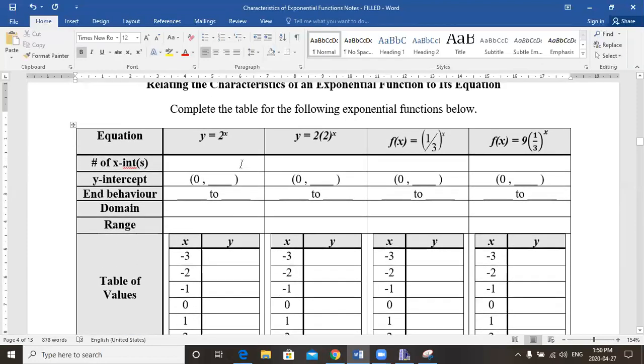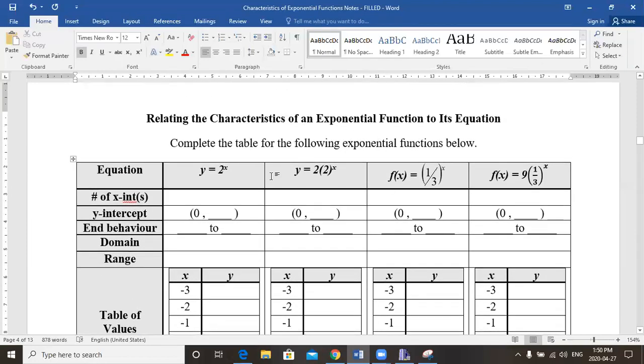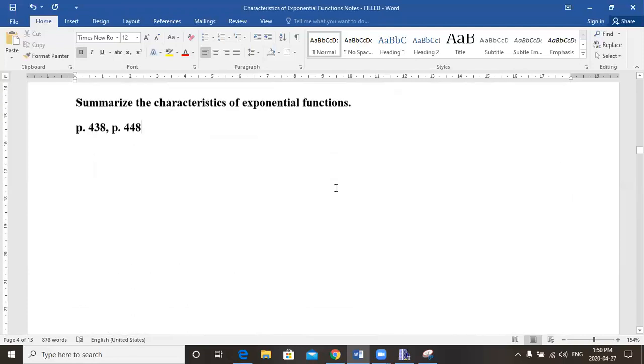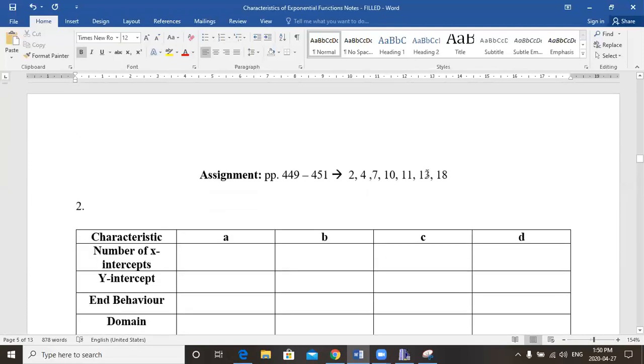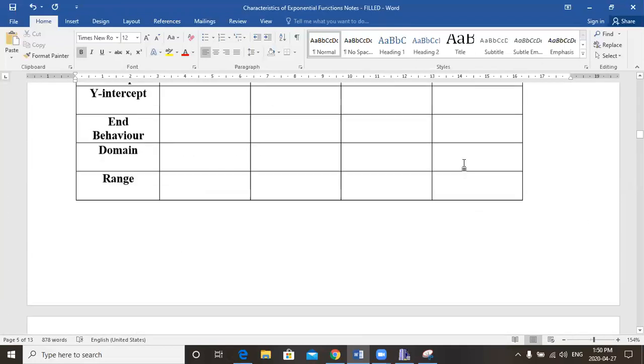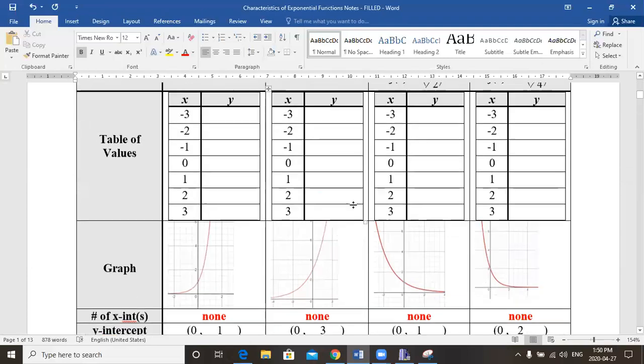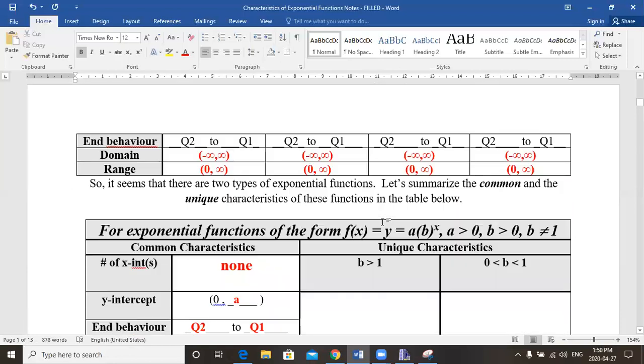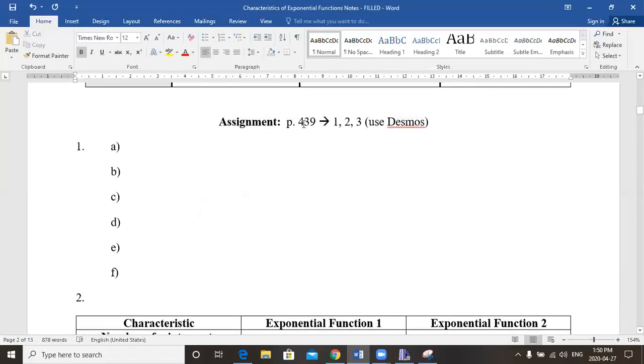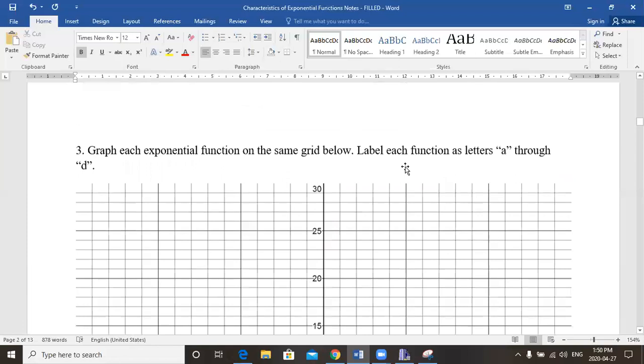Okay, so I'm going to leave this for you to do on your own tomorrow. And as well, you will be working on this assignment tomorrow. And on Wednesday, there will be a concept check for exponential functions, just general characteristics. So that will be put on my Microsoft Teams page. So to recap, we've explored the characteristics of exponential functions. You are working on today, page 439, 1, 2, and 3.